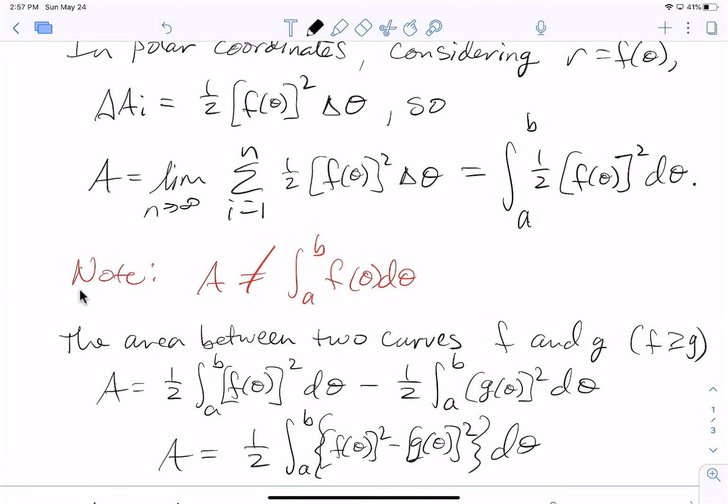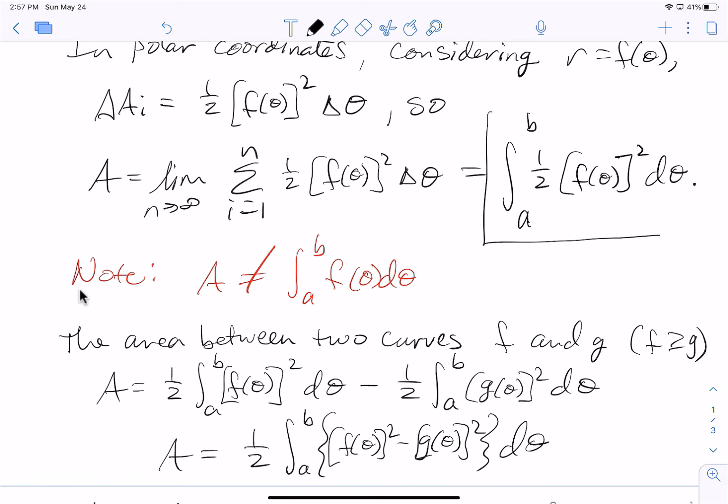This resembles what we would have done in rectangular coordinates with that area formula when we saw the area between two curves in first semester calculus. So let's go ahead and box up what's important here and here.